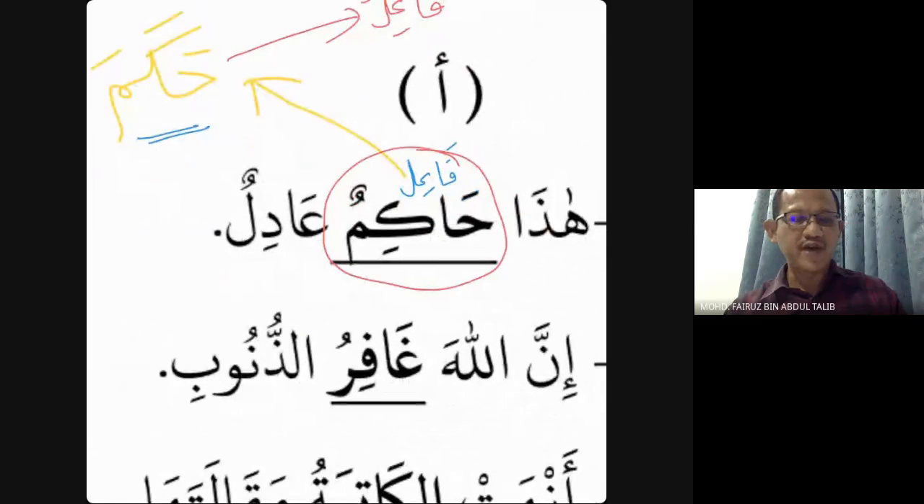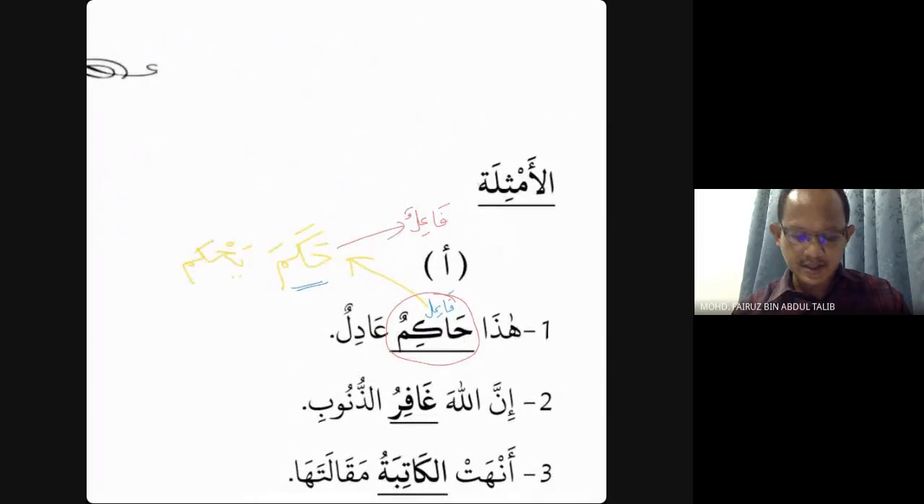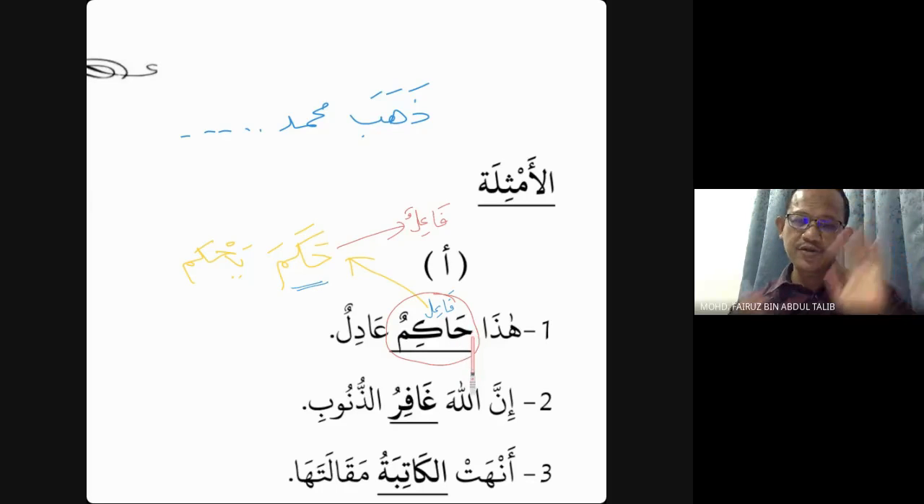Ismu al-fa'il is different from fa'il itself. Fa'il is when you put it in a sentence and you have a verb. For example, we say zahaba Muhammadun ila, so and so. Here we have a fa'il, the person who does this action, zahaba. But in this case, we do not have any fi'il. We don't talk about the sentence. We only talk about this word, hakim. You look at the pattern of this word. The pattern is fa'il, so you call it isim fa'il. This lesson is more to help you understand the meaning of that word.